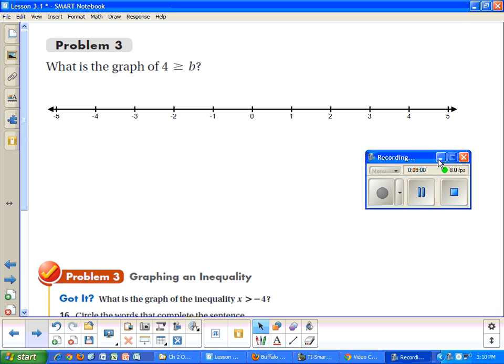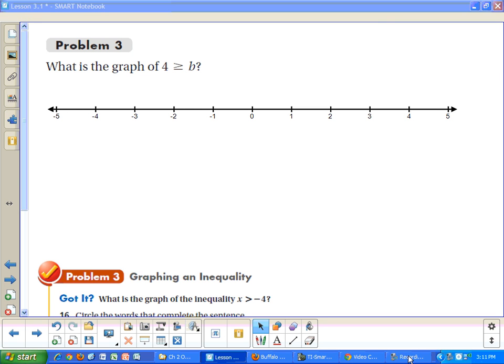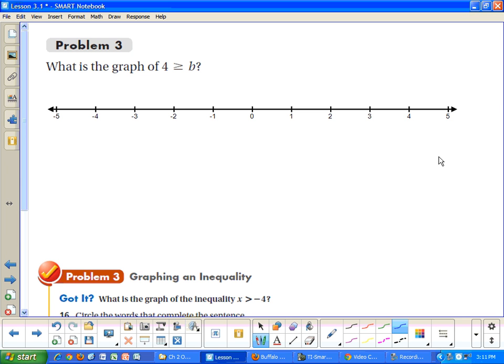So what is the graph of 4 is greater than or equal to b? We can see from this that 4 is the endpoint. And since it says greater than or equal to, that means 4 is included. So we are going to put a closed dot on 4. And we want to make sure that 4 is greater than or equal to all the numbers that we graph. So that means that the numbers have to be smaller than 4. So if I graph that, that's going to look like all of these numbers going this way.